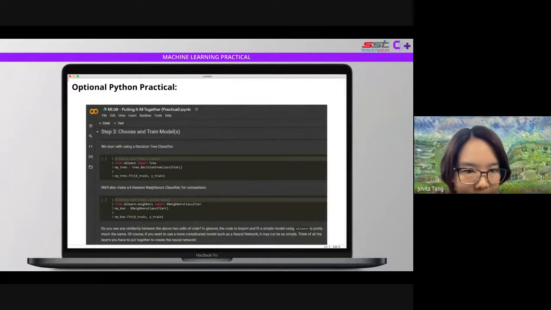This is one of the optional Python practicals that we have for the students. This one is using sklearn. We also try to introduce the deep learning ones as well. But I guess only the most ready students are able to go through those, because there are too many parameters, or too many things to fine tune, they may not really understand the full idea of neural networks.